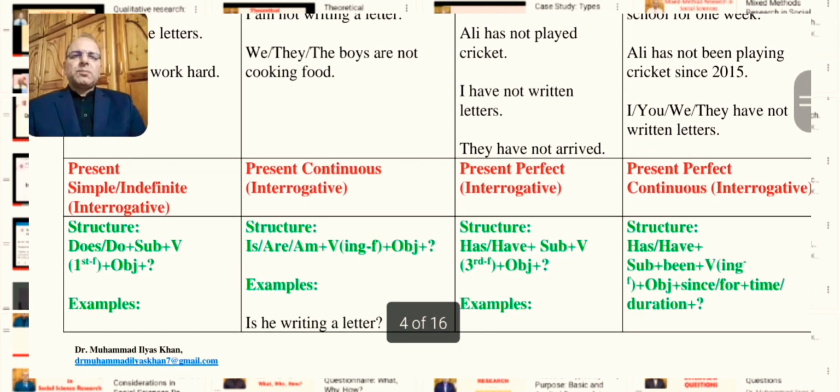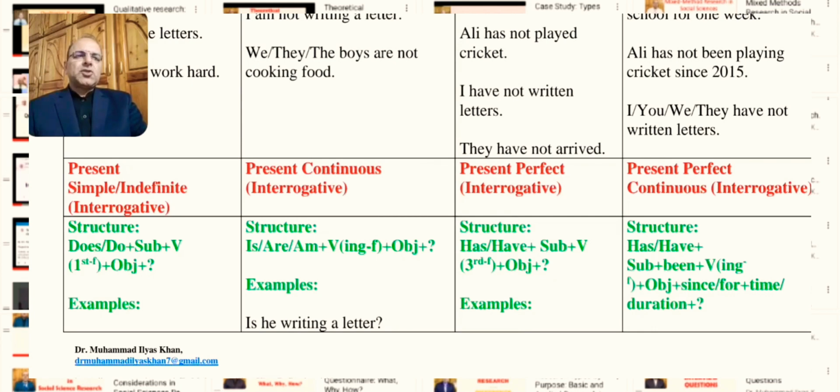Then we move on to the next, present simple indefinite interrogative sentences. So all of these are in the 4 types of present tense interrogative sentences. You can see the structures here. Present simple indefinite structure: does, do plus subject plus verb first form plus object, and there will be examples below this. Then the present continuous interrogative is are, am plus verb ing form plus object, and you can see examples below this. Present perfect structure: has, have plus subject plus verb third form plus object plus a question mark.